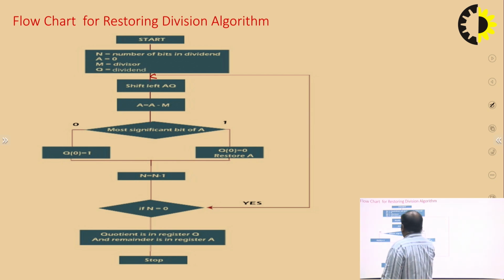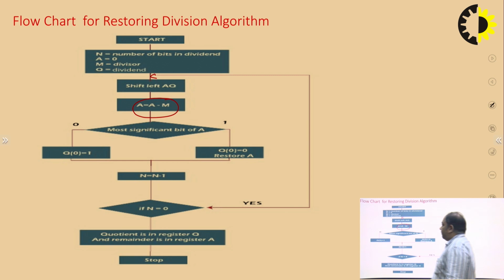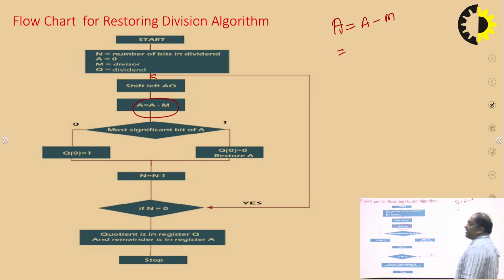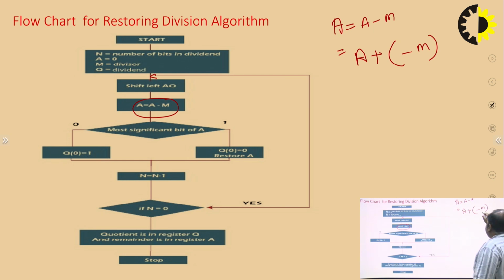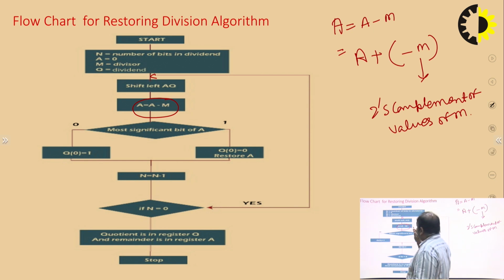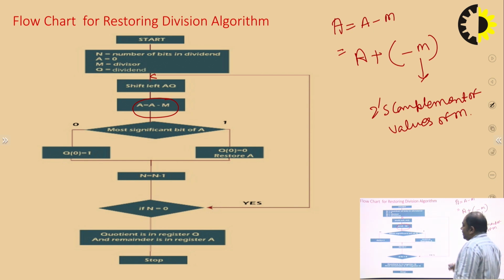Then we do a subtraction: A is equal to A minus M. This will also be represented as A is equal to A plus minus M, and this minus M comes from the 2's complement of the value of M. So, if you don't want to do subtraction and want to do simple addition, you can do it through A plus minus M, where minus M is the 2's complement of the value of M.